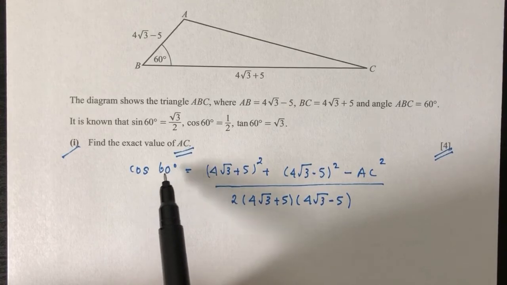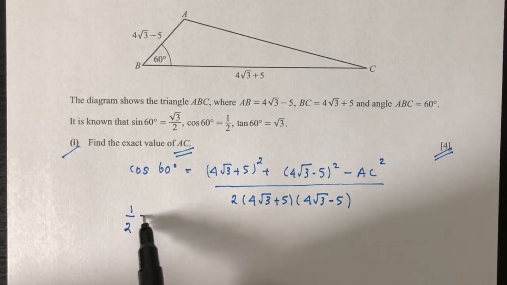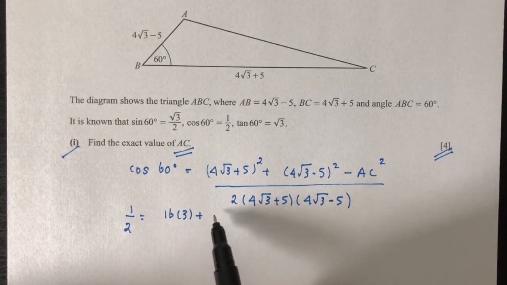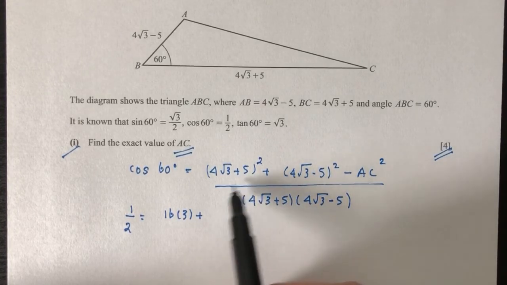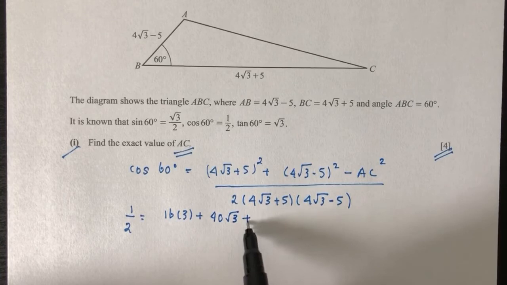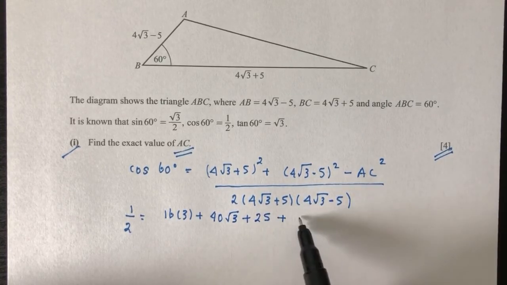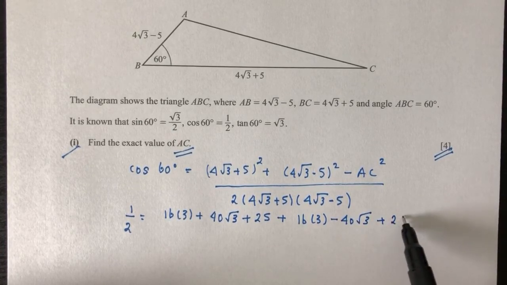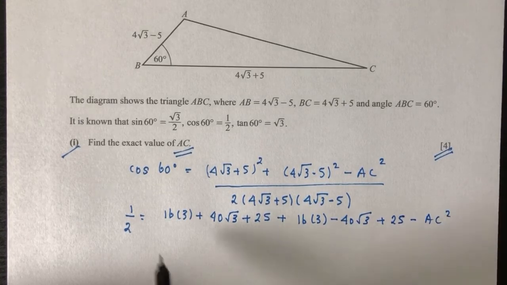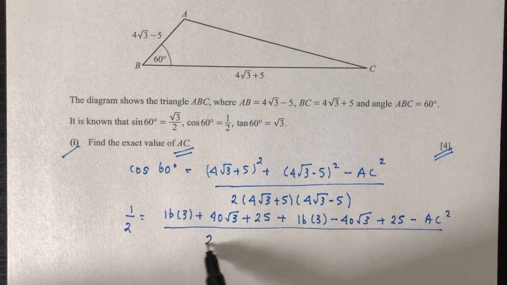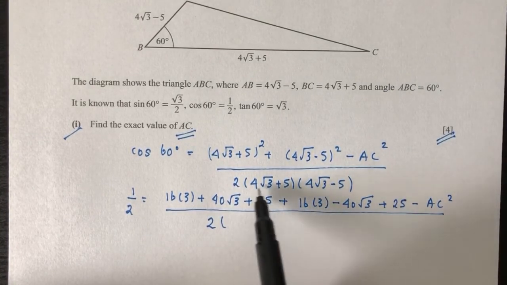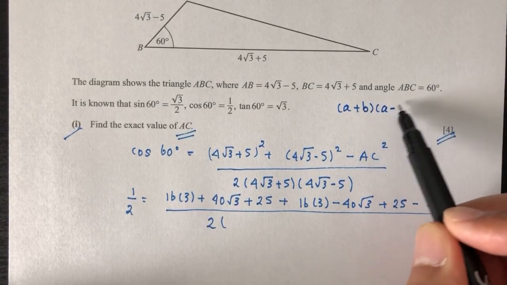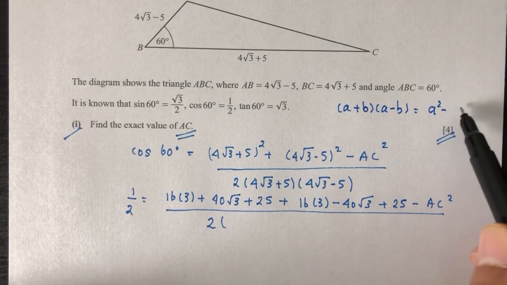What is cos of 60? It is 1/2, so that will be 1/2 equal to, expanding this one, 16 times 3 plus 40 root 3 plus 25, plus this one will be 16 times 3 as well, minus 40 root 3 plus 25, minus AC squared. That's everything, divided by 2. And what is this? As you can see, this is in the form of a plus b and a minus b. So it becomes a squared minus b squared.